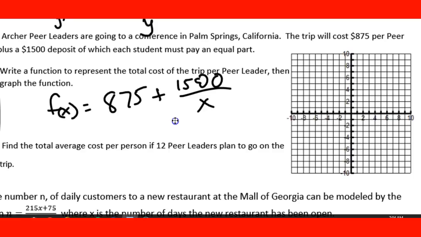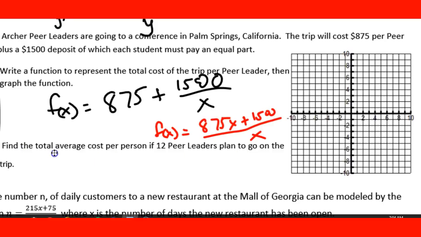So there's our equation. Now, for the sake of finding the horizontal asymptote, I'm going to write this with common denominators. If I want common denominators, I'll put X under here, which means I have to put X up here. So what we end up with is 875X plus 1,500 all over X. Now it has the same denominator.